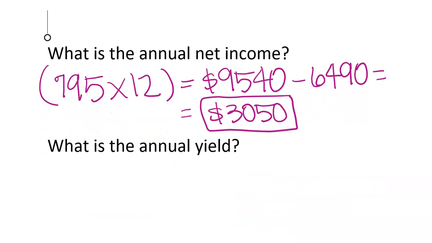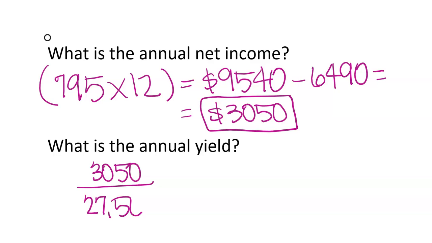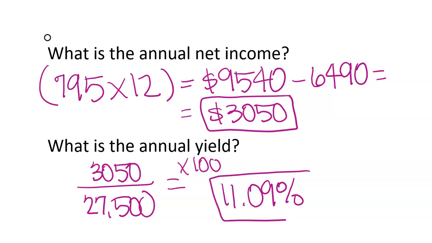Now, the next one is, what is the annual yield? You're going to take the net income that we just calculated and divide it by the amount of money that so far she has put into it, which is the down payment only. And then remember, it's a percent, so we're going to take it times 100 after we got our answer on our calculator. So 11.09%. So the annual yield on this one is about 11.09% or 11.1 or so.